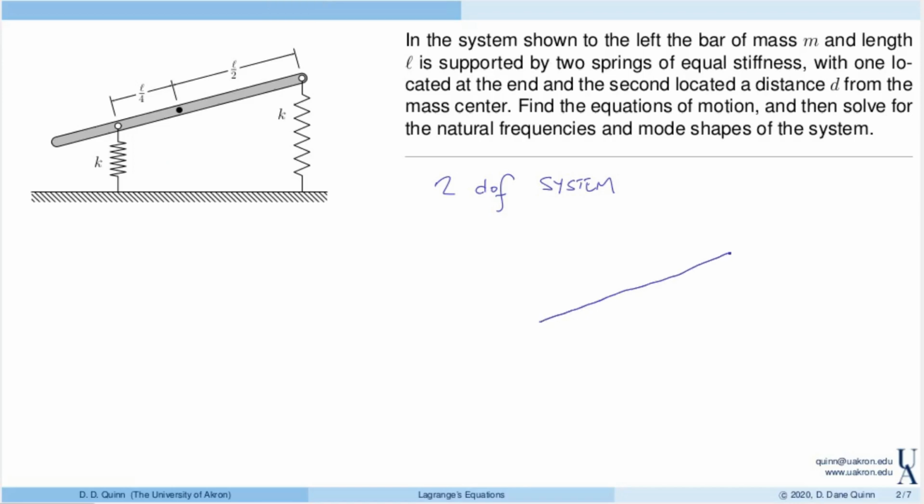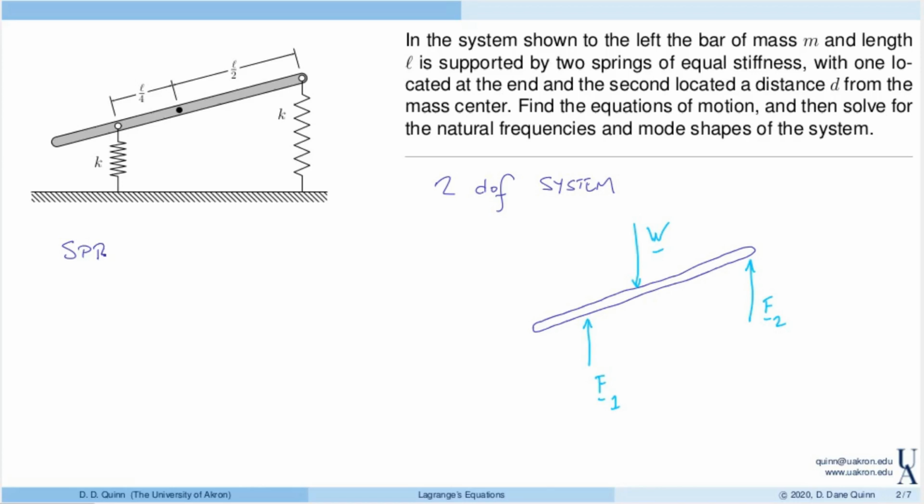So let's look at the forces that act on this bar. We'll represent the bar here, and then in this case I actually want to include the gravitational load. So that'll be weight W acting at the mass center. We'll have a force, say F1, acting from the left spring, and likewise we have a force F2 acting on the right spring.